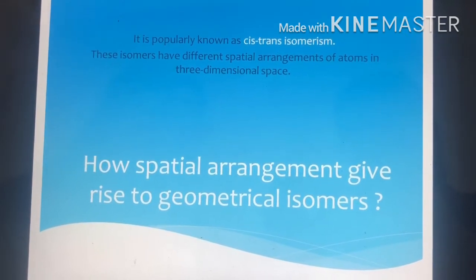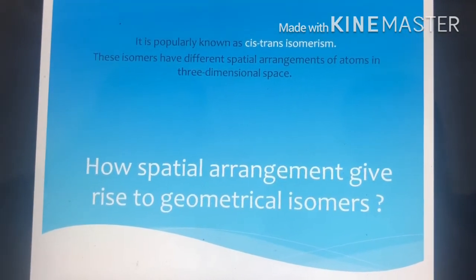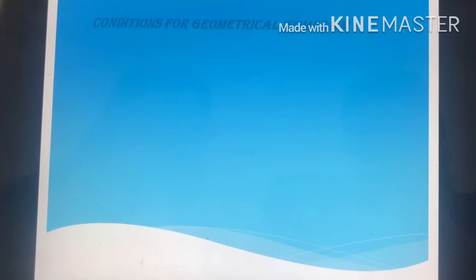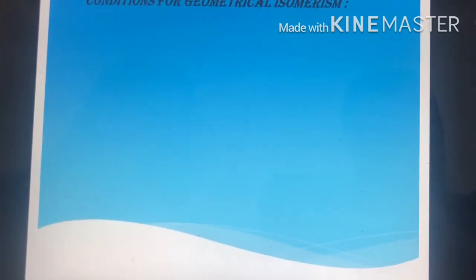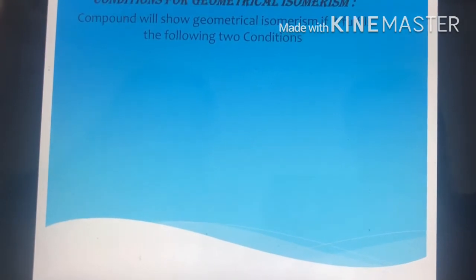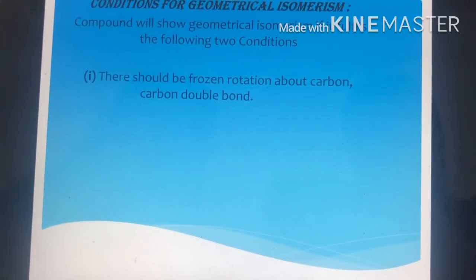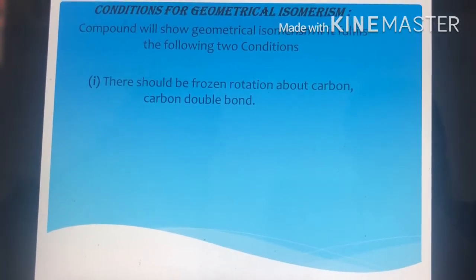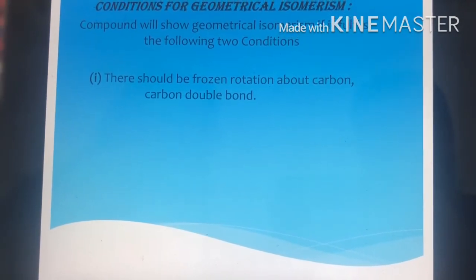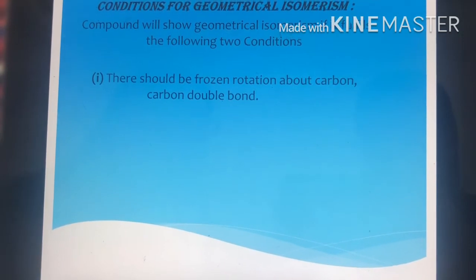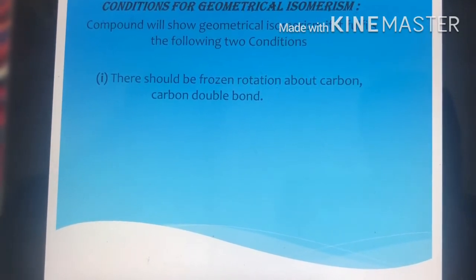For that, we have to know the conditions which should be there for geometrical isomerism. So let us look at the conditions first. There are two conditions. The first condition is that there should be frozen rotation about the carbon-carbon double bond. That means the double bond should have restricted rotation.